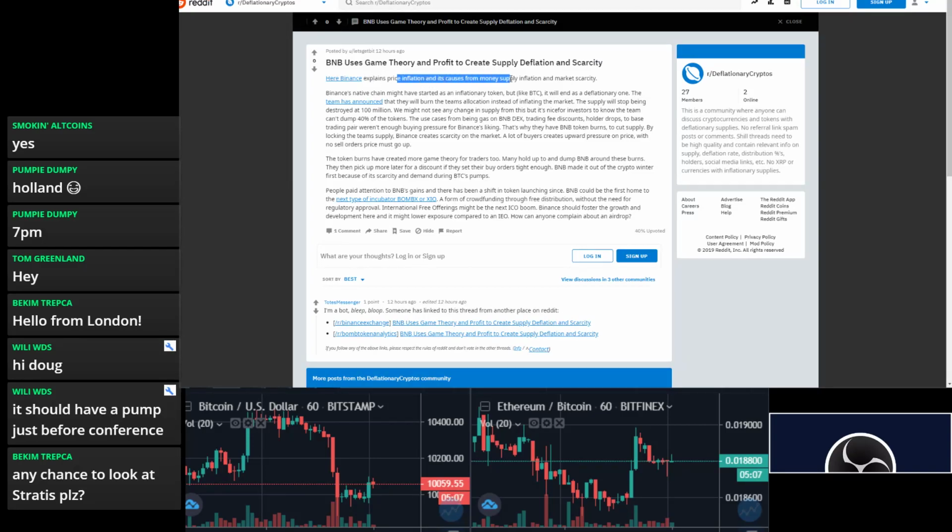Price inflation causes for money supply inflation and market scarcity. It started as an inflationary token, but will end as a deflationary one. The team has announced that they will burn the allocation instead of inflating the market. The supply will stop being destroyed at 100 million.